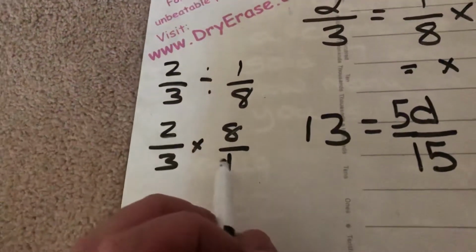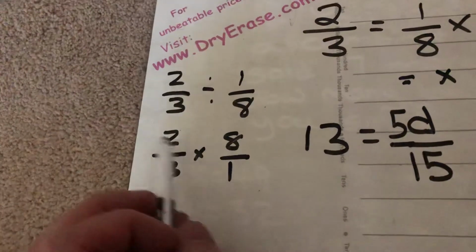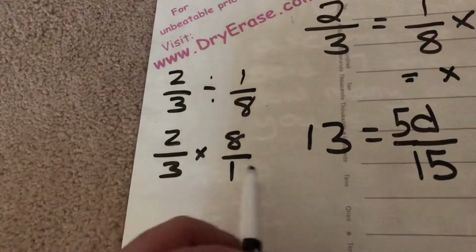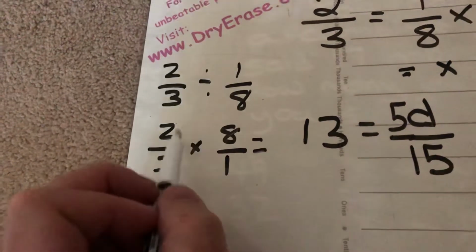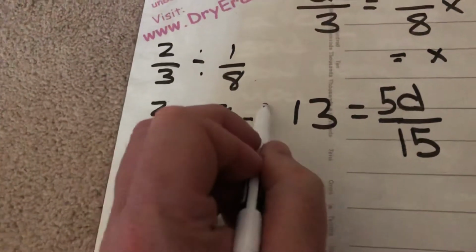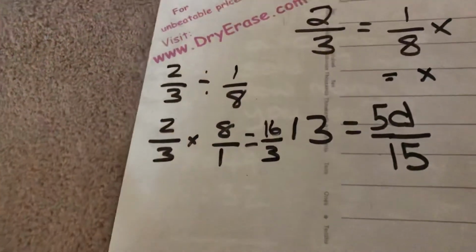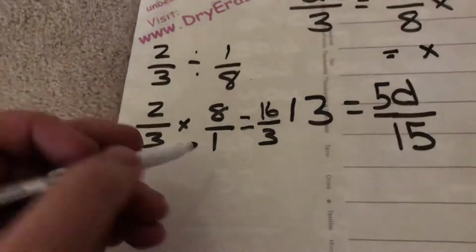There's no cross-checking that can take place. Nothing besides 1 can go into both 1 and 2. Nothing besides 1 can go into both 8 and 3. So I'm just going to multiply. 2 times 8 is 16. 3 times 1 is 3. I end up with 16/3.